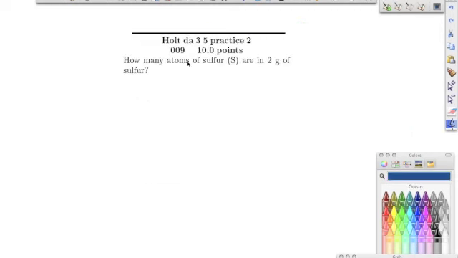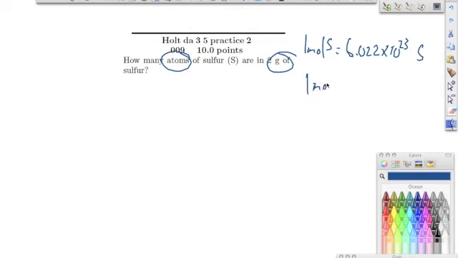It says how many atoms, so it wants atoms of sulfur are there in 2 grams of sulfur. Okay, so it said atoms, so we know that we need our 1 mole of sulfur equals 6.022 times 10 to the 23rd atoms of sulfur. And it said grams right here, so we know that we need the molar mass. So 1 mole of sulfur is going to equal our molar mass, which for sulfur, since it's just the element, is the atomic mass on the periodic table. So we look on the periodic table and we see that it's 32.07 grams of sulfur.